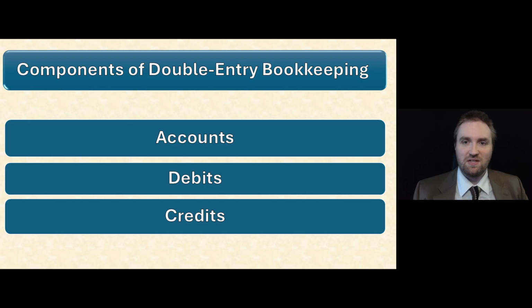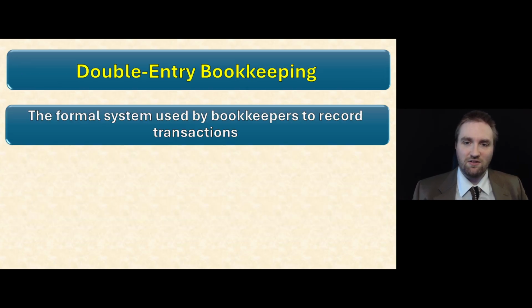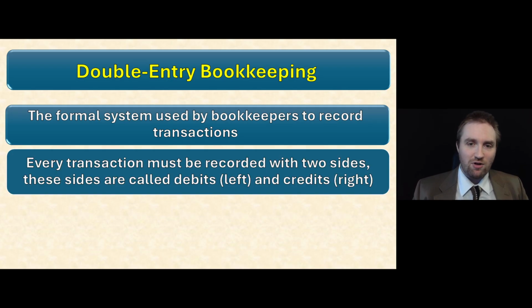With that, let's put the pieces of double entry bookkeeping together to get the full picture. Double entry bookkeeping is the formal system used by bookkeepers to record transactions. Double entry bookkeeping means every transaction must be recorded with 2 sides, a debit side and a credit side.